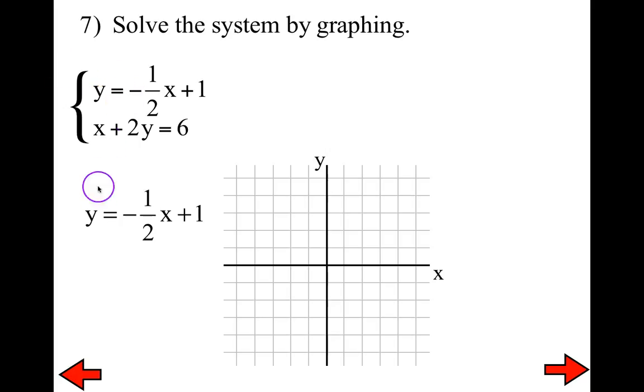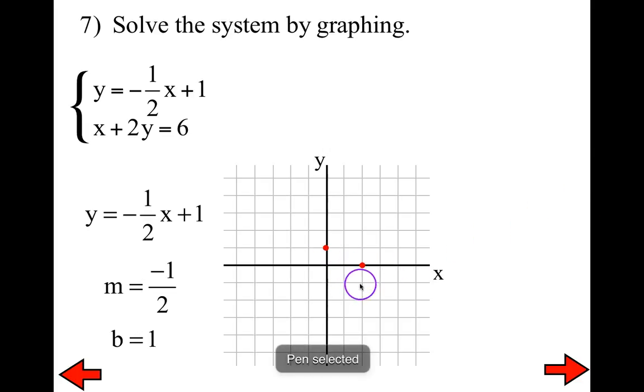So for the first equation, I recognize the slope is -1/2, and the y-intercept is at 1. So starting at 1, I'm going to go down 1 and right 2. And you know me, I like for it to go completely off the graph. The more ordered pairs, the better. So there's your first line.